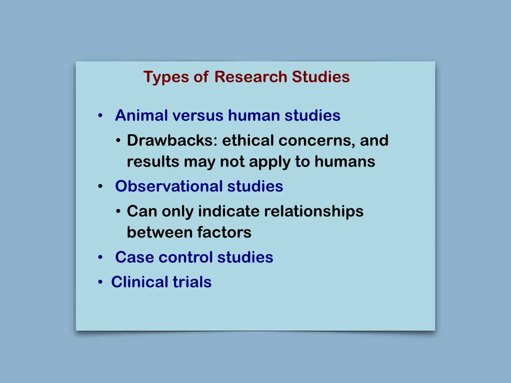And then there are observational studies, much easier. Observational studies can only indicate a relationship between factors, like we did with apple and bacon. But once we took it to the laboratory, then they became real scientific studies. And then there are case control studies. What are those? And clinical trials. Let's review them.